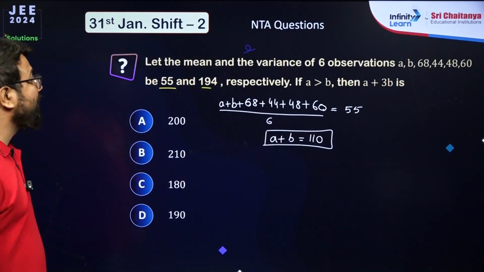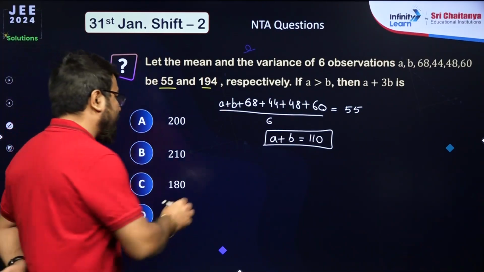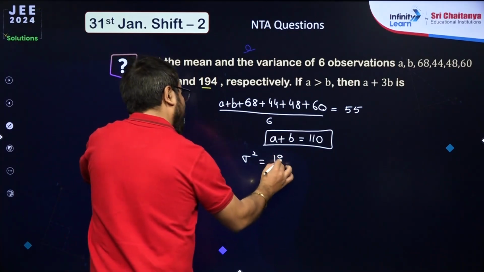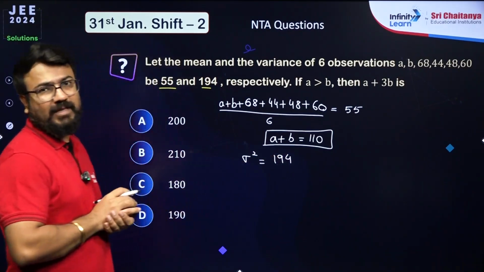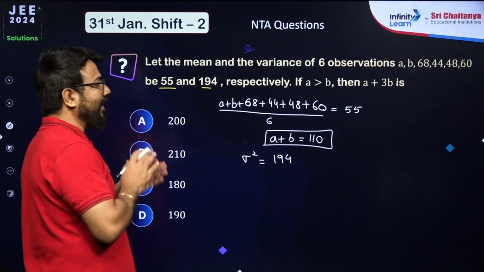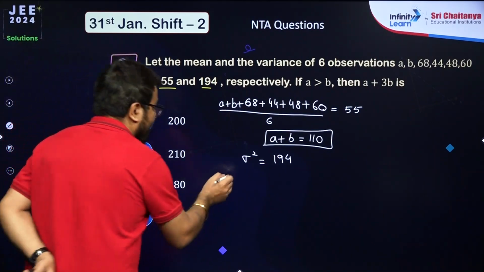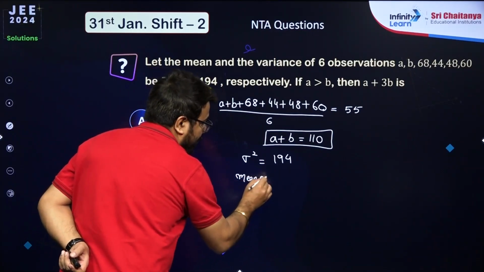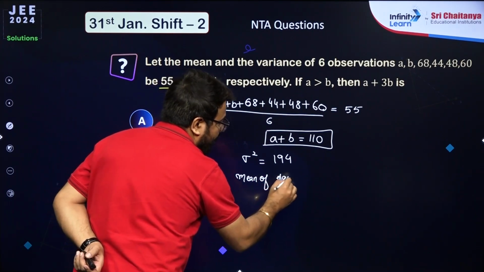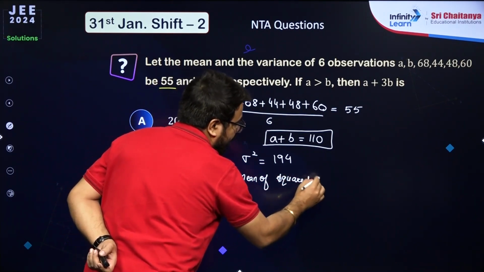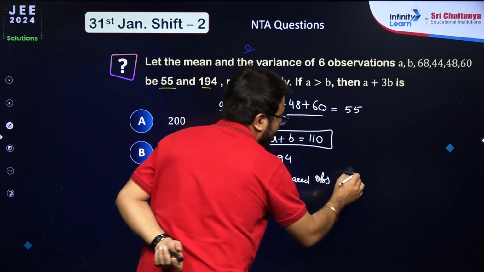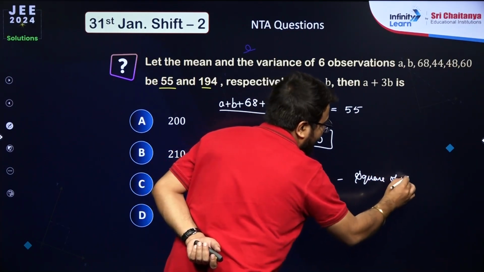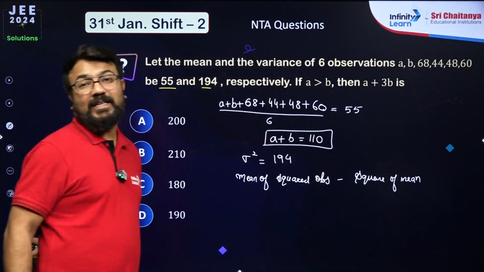Now my dear students, we want to use the variance, since the value of the variance is given to us as 194. So how to get the variance of the data? The formula is the mean of squared observations minus the square of the mean. This formula will help you get the variance very easily.